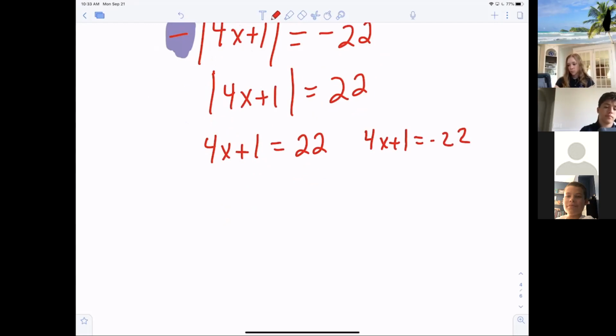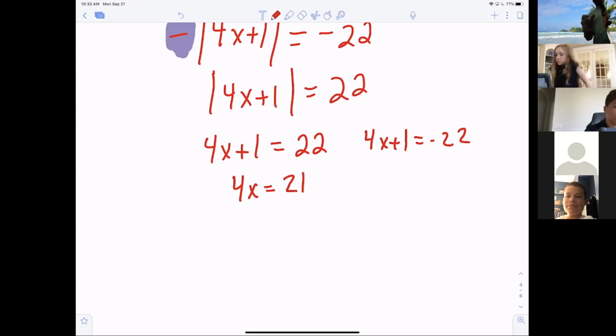Okay, now 4x equals what? 4x equals 1. Oh, wait, no. 4x equals 22. How do I get rid of the plus 1, Davis? By subtracting 1. So 4x equals? 21. 4x equals 21. Now what?